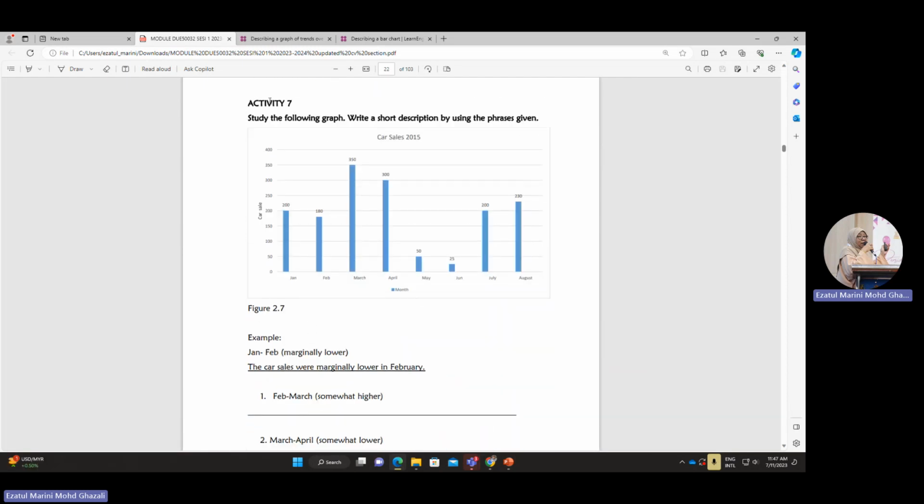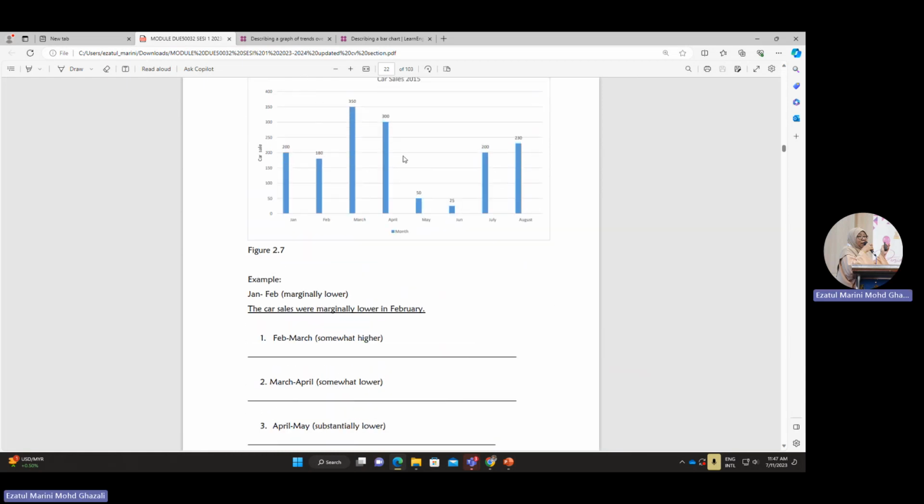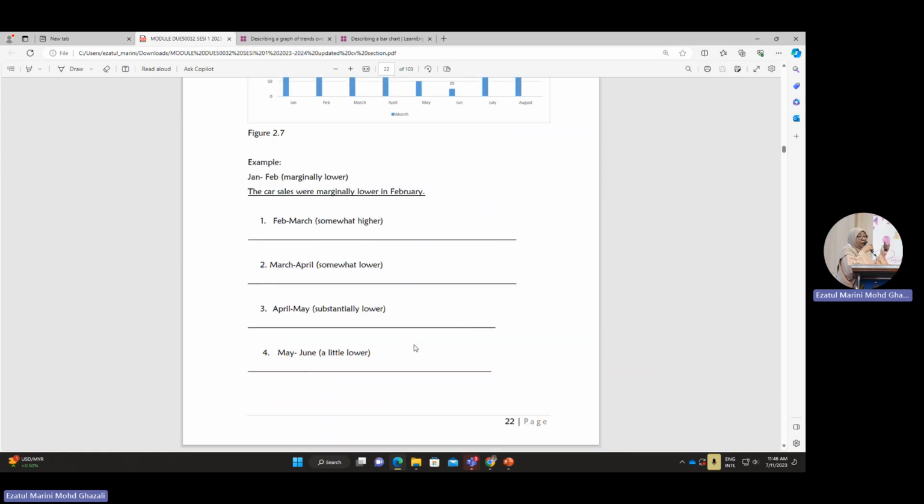This is an example of car sales in 2015 from January to August, and the number is mentioned on top of the bar. If you look at January and February, the expression given is marginally lower. So the car sales were marginally lower in February. Have a look at February and March, somewhat higher. Which one is higher? March is higher. So the car sales were somewhat higher in March. And then you can try the rest.